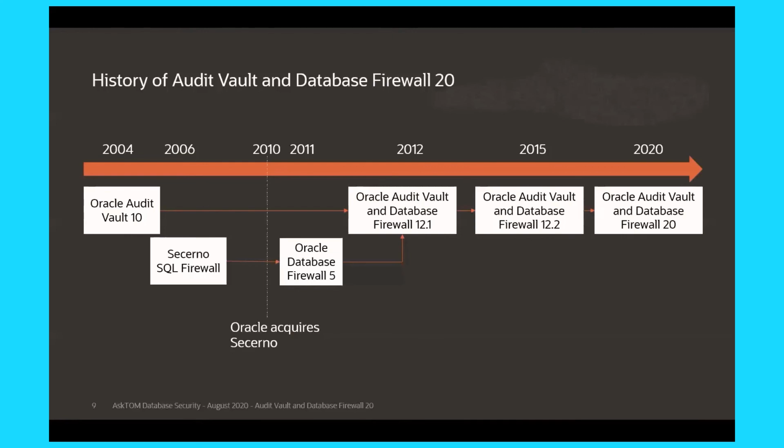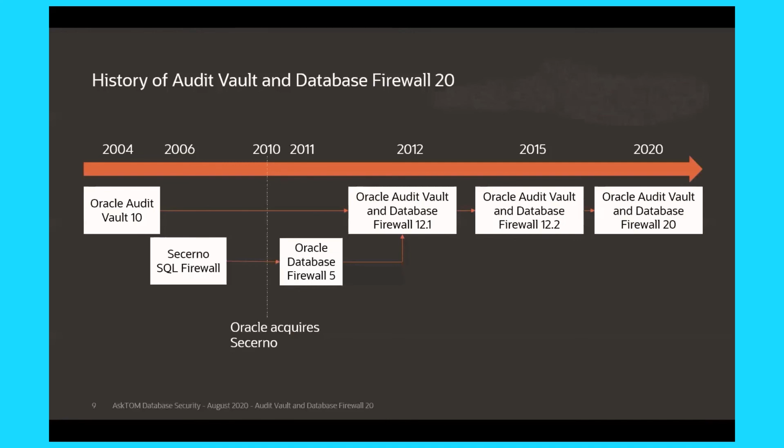And so very shortly after the acquisition of Securno, we began to combine the two products into a single product. And on December 12th of 2012, so the date was 12/12/12, we released Oracle Audit Vault and Database Firewall version 12.1. So version 12 on 12/12/12, that's when it came out. I'll never forget that date. Yes, there may have been some pressure to get it released exactly on that day, but the development team came through for us and we were able to do that.